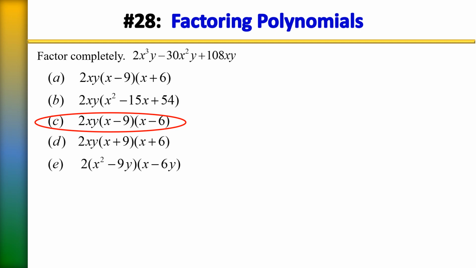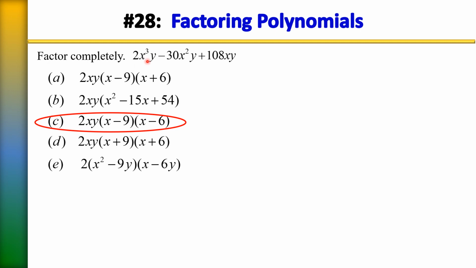The first thing you should do when factoring polynomials is to look at all of the terms and see if there is a GCF. So in terms of the numbers, you look at the smallest number and you ask yourself, okay, is there a 2 inside 30? Yes, there is, because 2 times 15 is 30. Is there a 2 in 108? Yes, there is, because 2 times 54 is 108. So 2 would be our number.